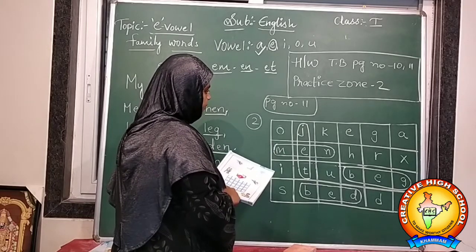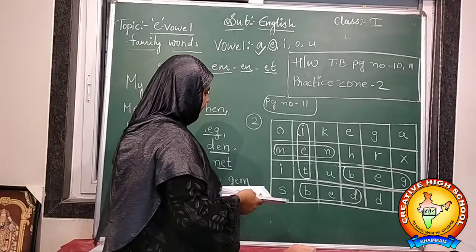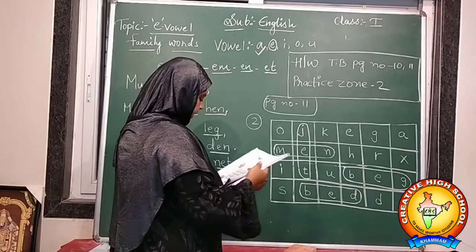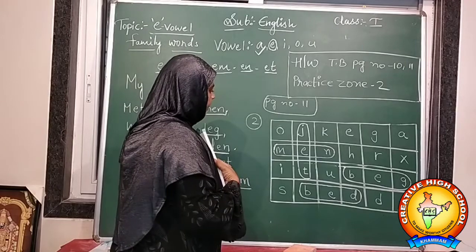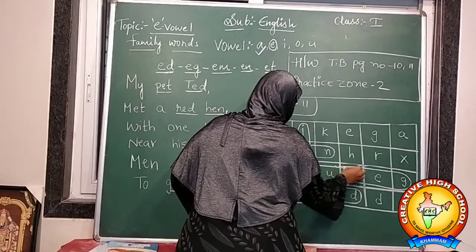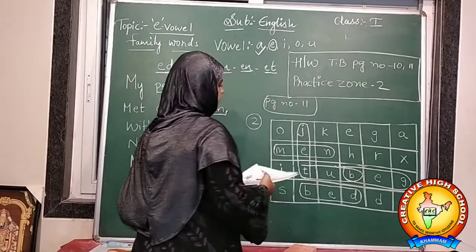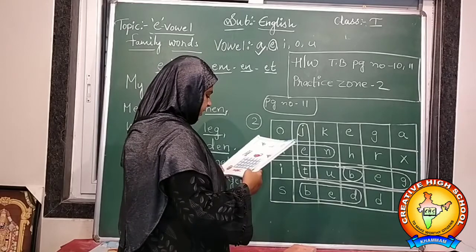And what is the next word? What is the word that we have to complete? Here they are given the tub. T-U-B, tub. And what is the next word?